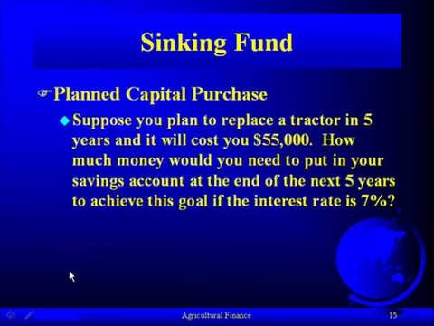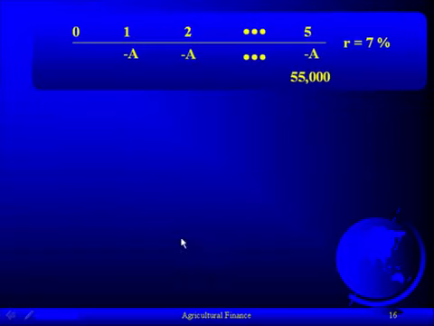Here's an example for a planned capital purchase. Suppose you plan to replace a tractor in 5 years, and it will cost you $55,000. How much money would you need to put in your savings account at the end of the next 5 years to achieve this goal if the interest rate is 7%? Okay, we get twisted again in the vocabulary here. So let's pull out the numbers and put it into our timeline so we can visually see what we're asking.